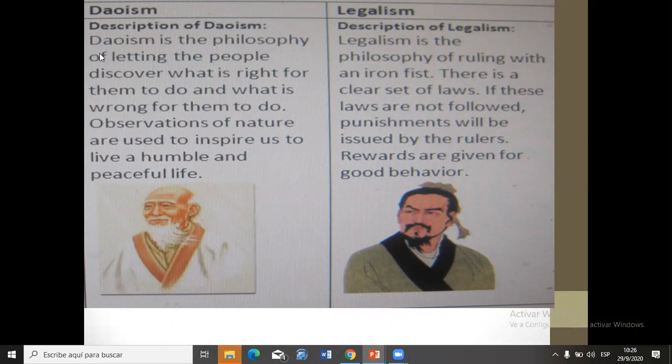Taoism is the philosophy of letting the people discover what is right for them to do and what is wrong for them to do. Observation of nature is used to inspire us to live a humble and peaceful life. That's the way Taoism believes. Now, on the other hand, legalism thinks that the government is the one who should give us all the rules. Like it says, legalism is the philosophy of ruling with an iron fist, that is, the government has to put all the laws. So the government has to put all the laws.